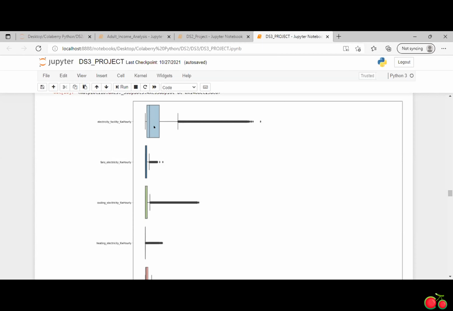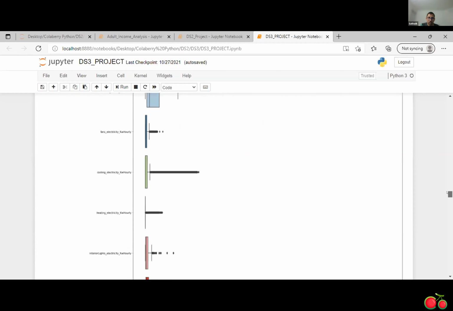Okay. And then which one has the least number of outliers? The least, I would say this. The Fans. Oh no, maybe this one. Interior lights, right? Yeah, that looks like it. You can see the color and you can see the box. Although it's very slim, there is still a box. So there is some variability.